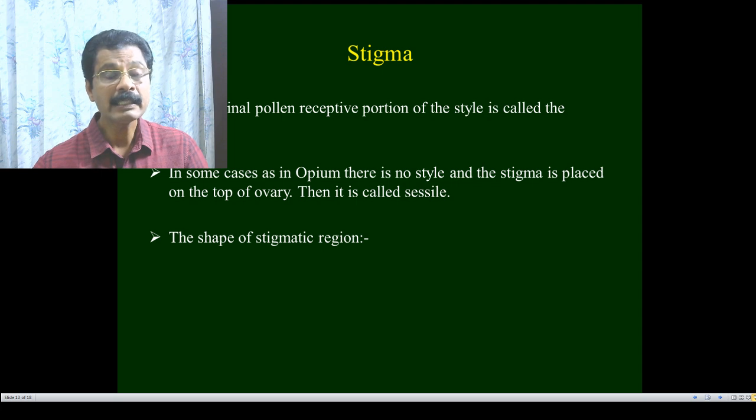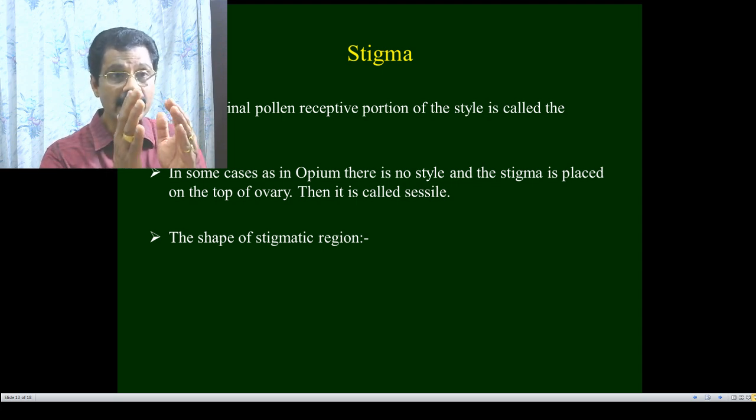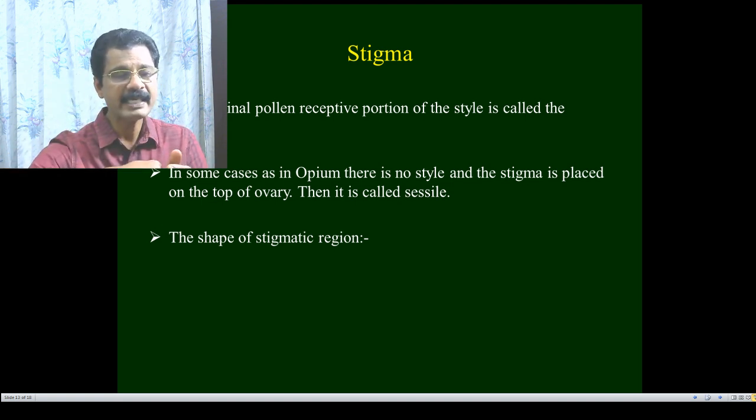Then the style, sometimes the style is hollow. You can see a lacuna or cavity inside. Such types of styles are called hollow style. Sometimes the style is filled with tissue, then it is called solid style, right?